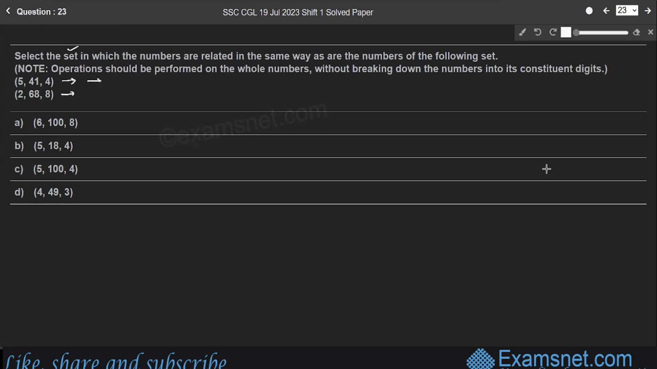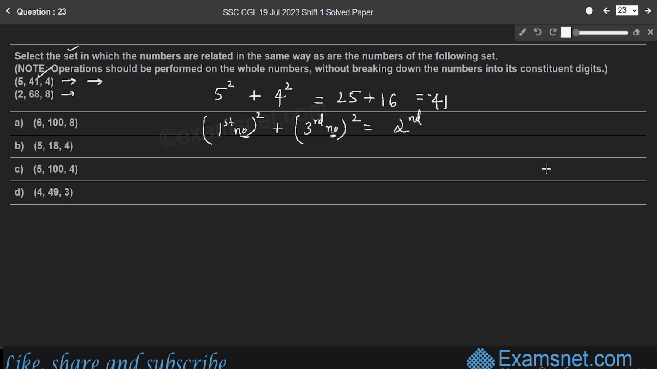Here consider the first set of numbers, 5, 41 and 4. Here the first number is 5, right? We'll consider square of 5, which is 25, plus a square of third number, which is 4 square, right? 5 square is 25 plus 4 square is 16. So 25 plus 16 is 41, which is the second number, right? Therefore, the rule is, square of first number plus square of third number is equal to second number.